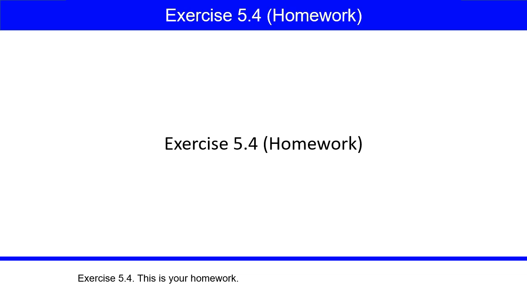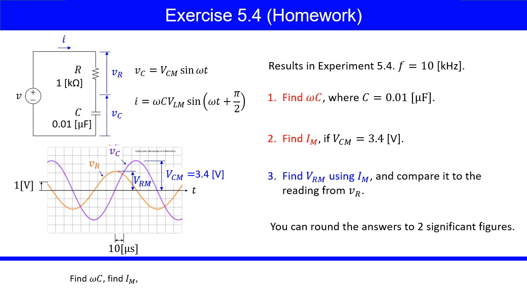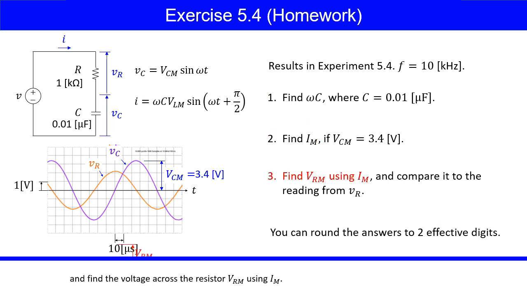Exercise 5.4. This is your homework. Find omega C, find Im. And find the voltage across the resistor VRm using Im.